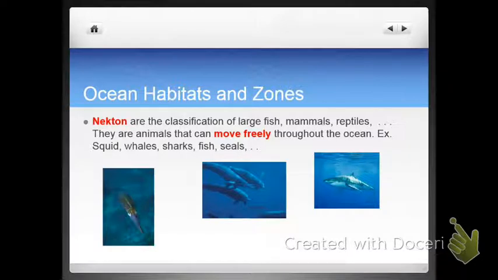Nekton is going to be your larger fish, your marine mammals, your sea snakes, reptiles, eels, and they move freely throughout the ocean. They can swim up and down the water column. They can come to the surface. They can dive into deeper waters.